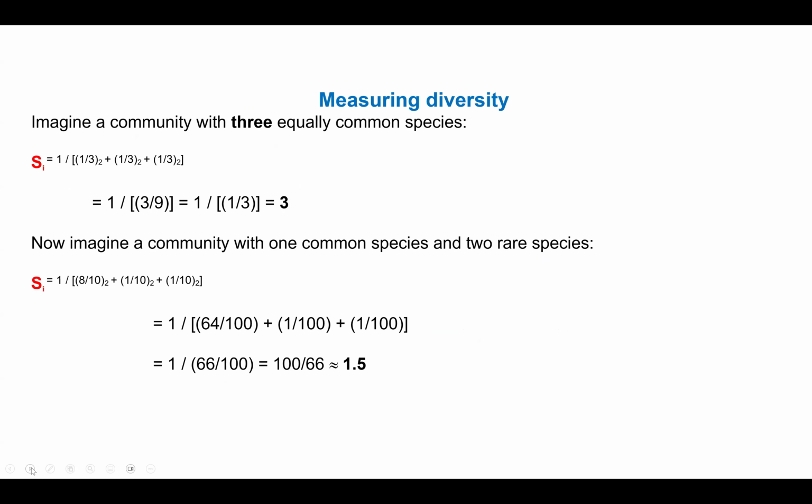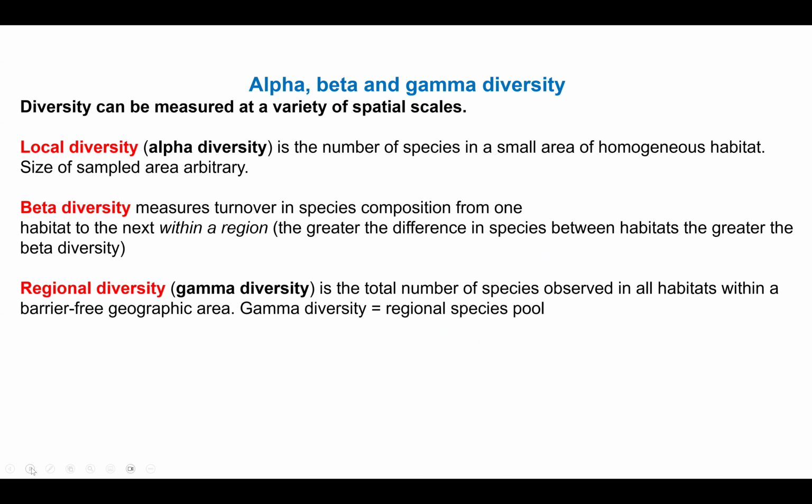This is all math that you do not have to remember how to do, but I just always want to give you the equation in case somebody asks and you need to know it. There's 3 different kinds of diversity spatial scales. So we have local, which is the alpha diversity. It's the number in a small area.